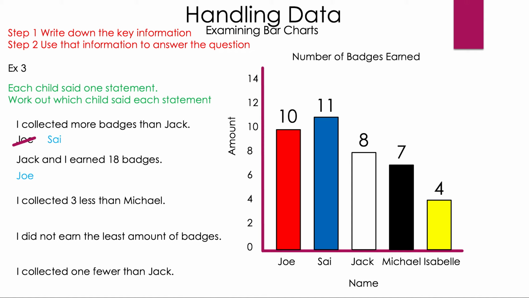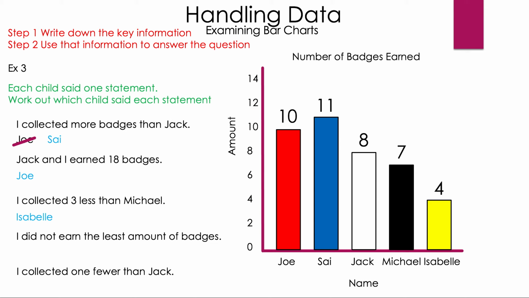Now let's go ahead and go to the next question. I collected 3 less than Michael. So let's write down the key information. Michael has 7 badges. Less than means minus. So 7 minus 3 gives me 4 badges. And who has 4 badges? Isabel. So Isabel is your answer.